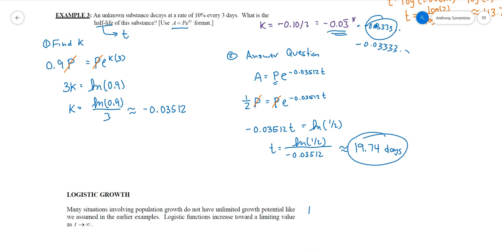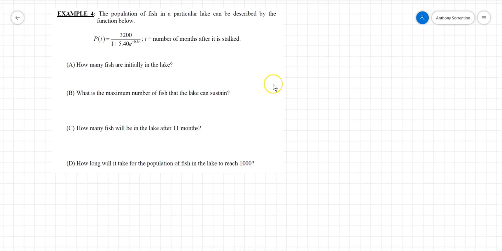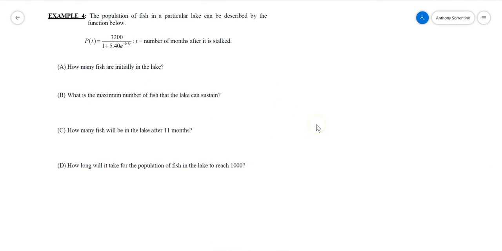So when we look at this one here, logistic growth is basically, as it's explained, a growth that realizes that, in biological systems, I could have something start off with an exponential type growth.